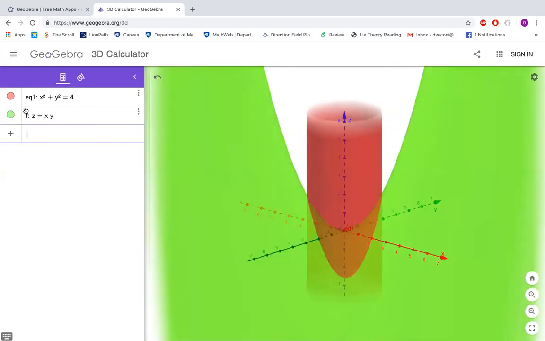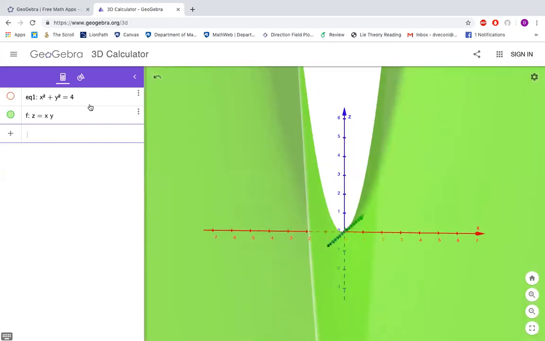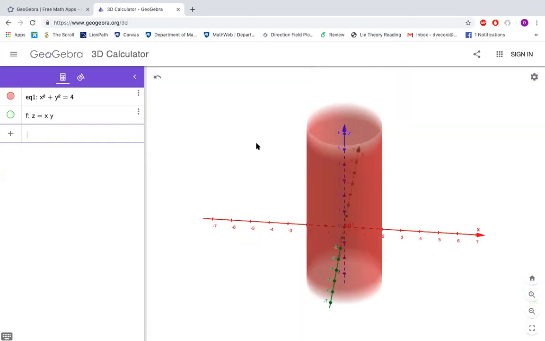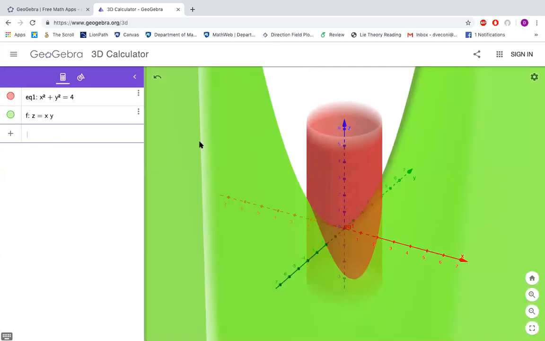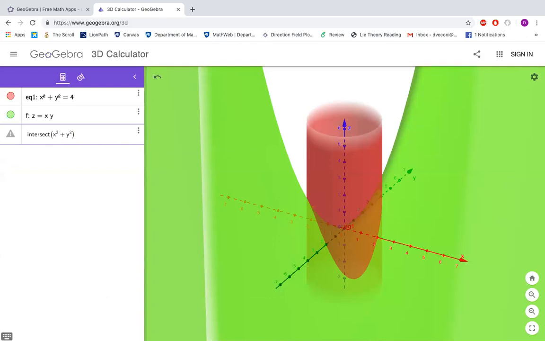So we've got two different objects here. On the one hand, this hyperbolic paraboloid given by z equals xy, but we also have the cylinder, x squared plus y squared equals 4. And if you take them both together, you can intersect. Intersect equation 1. Sometimes you've got to play with it a little bit. And z equals xy. Doesn't like that either. Okay, intersect x squared plus y squared equals 4, and z equals xy.